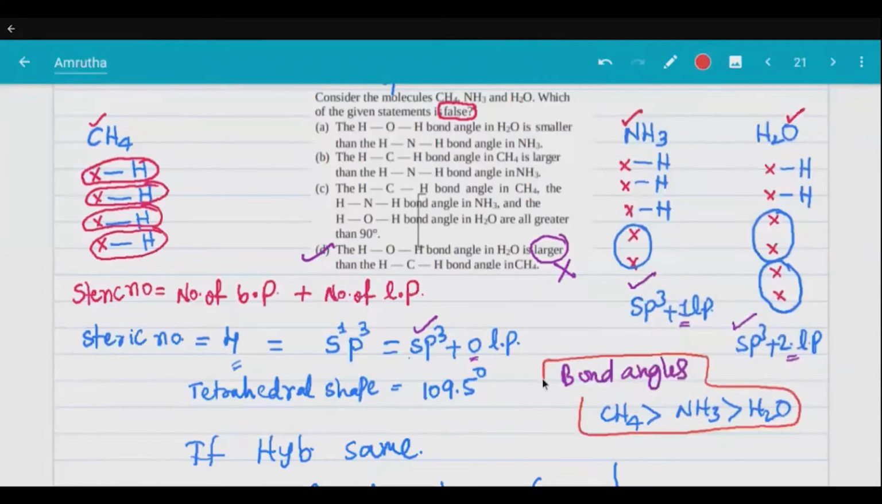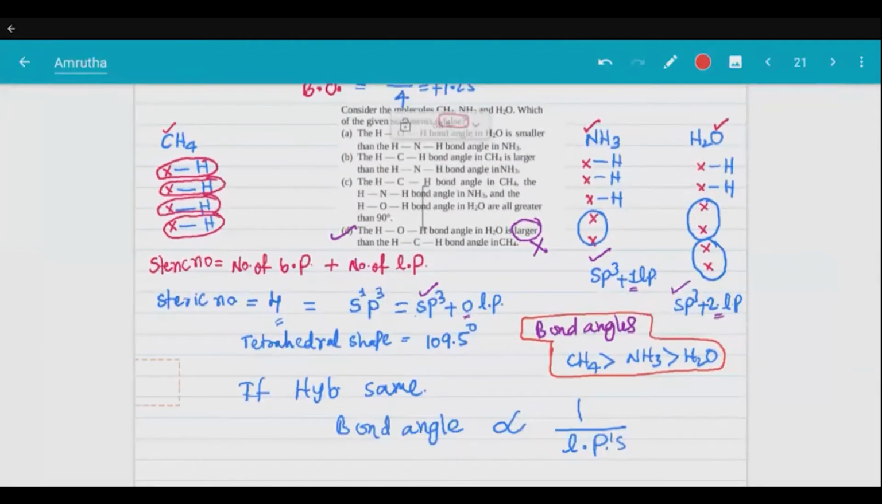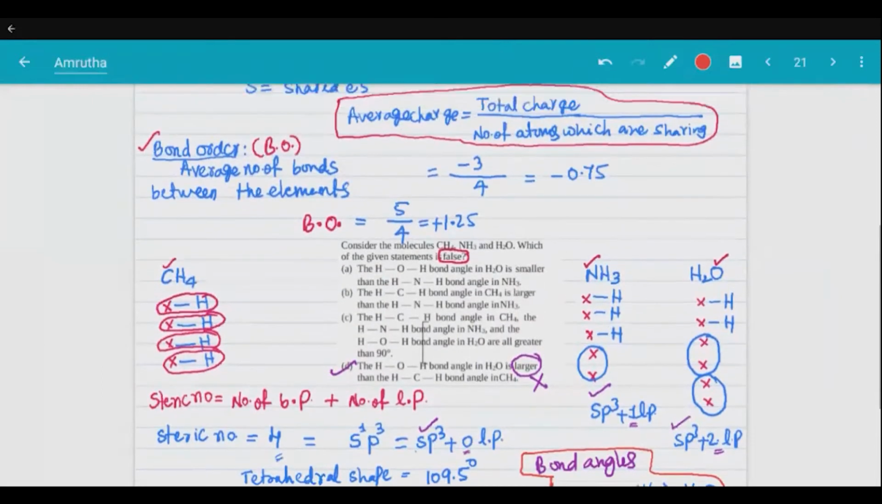Got it? Shall we move on to the next question then? You understood the theory, right? Focus on the theory. Hybridization must be the same. That is our condition. If the hybridization is the same, then the bond angle is inversely related to the number of lone pairs. Fine. Next question.